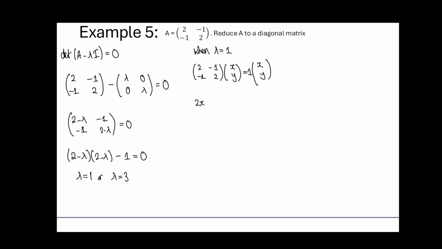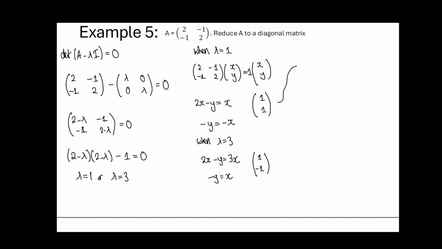So we have 2x minus y is equal to x, therefore minus y is equal to minus x, so y is equal to x. So we can have an eigenvector of (1, 1). When lambda is equal to 3, we have 2x minus y is equal to 3x, therefore minus y is equal to x. Therefore we can have an eigenvector of (1, -1).